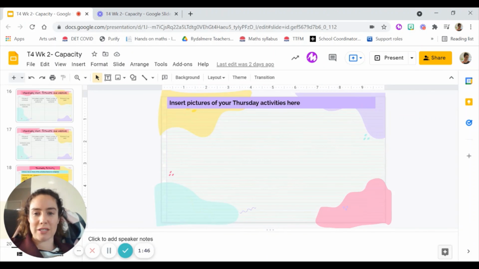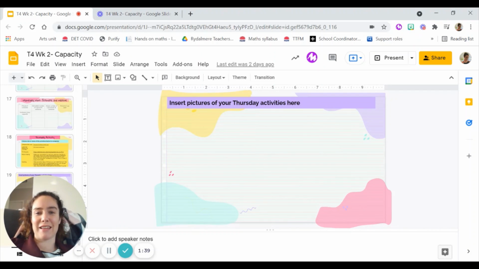And if you would like to show us some photos of your Thursday's activities, you can insert them here. Hope you have fun with our capacity activities this week.